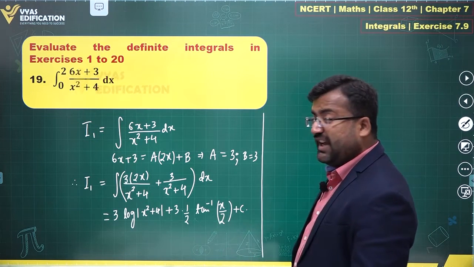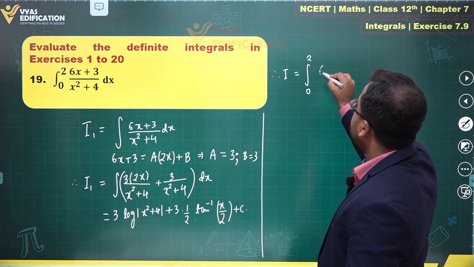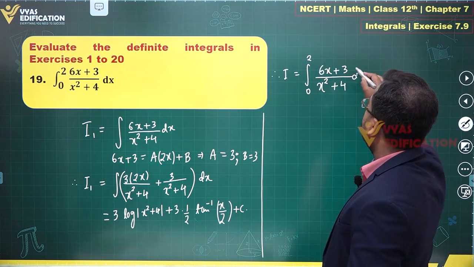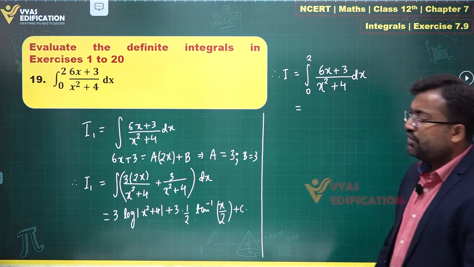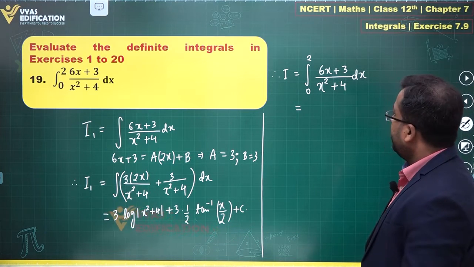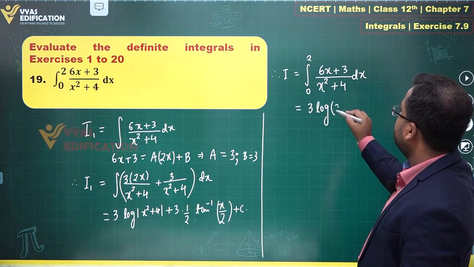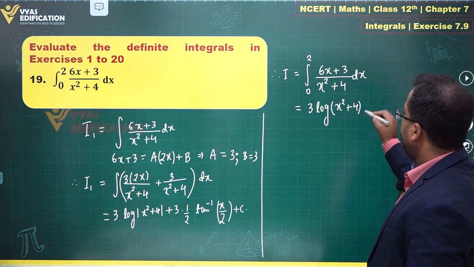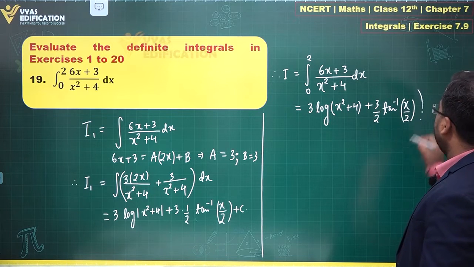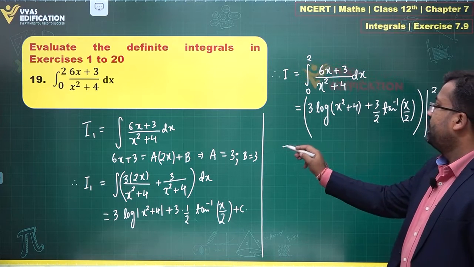Okay, so we have found the indefinite integral. Therefore I, which is the integral from 0 to 2 of 6x plus 3 upon x square plus 4 dx, what is this equal to? So we can integrate this easily, and we have found the integral: 3 times log of x square plus 4, plus 3 by 2 tan inverse x by 2. Right? This is the indefinite integral. Applying the limits from 0 to 2, what does that give me?